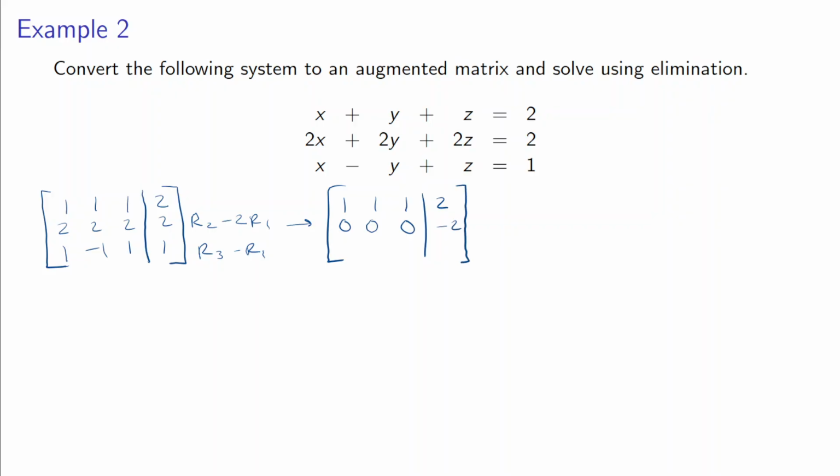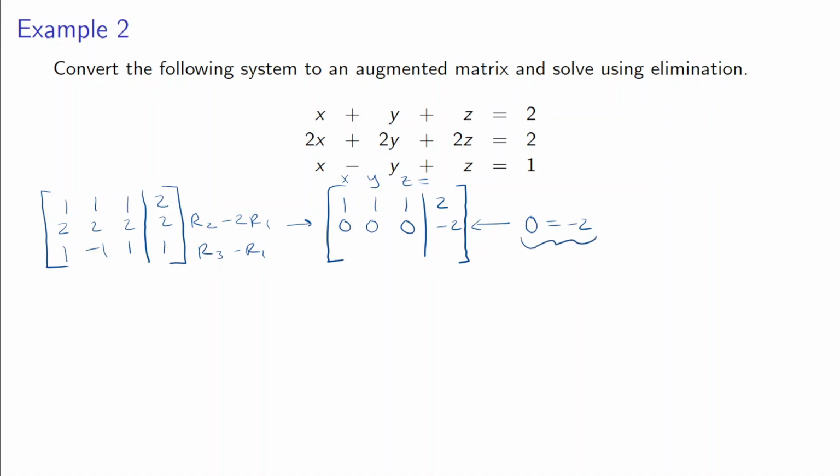And actually at this point we can stop, since we can read what this second row tells us. Remember that each of these columns represents the coefficients of x, y, and z, and then we have our equal sign. So this second row says 0 times x plus 0 times y plus 0 times z, which is just 0, equals negative 2.